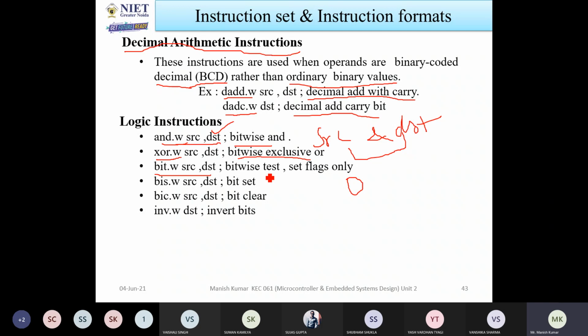Now if you want to set an individual bit, then bis.w SRC DST. With the help of this instruction, you can set a single bit in any particular bit position. Again, we are talking about BIC.W SRC DST. It is called bit clear. If you want to reset any bits, then you can use BIC.W SRC DST. And also, if you want to invert bits, then you can use INV.W DST. It means that you are using NOT gate, or you can say NOT operation.